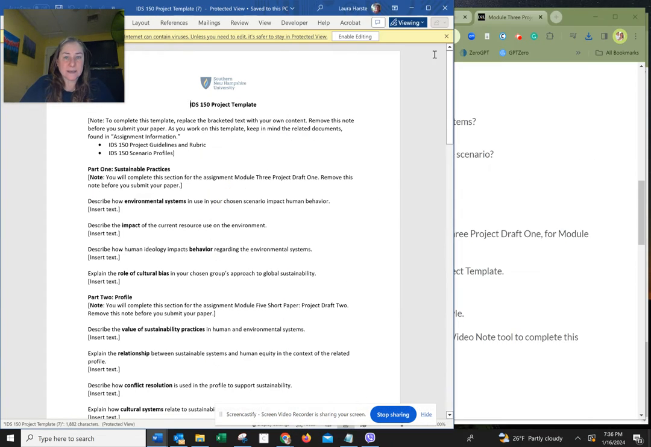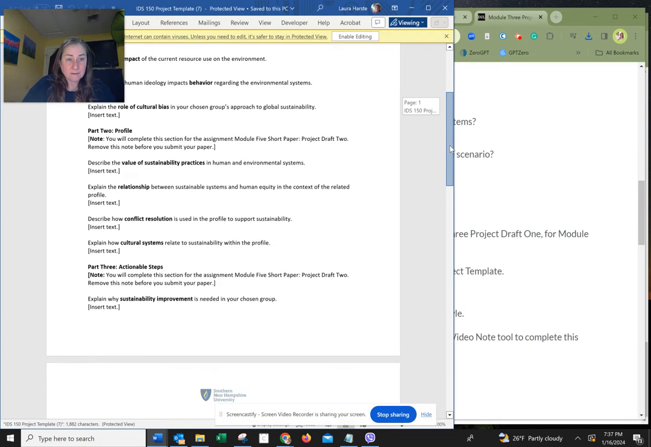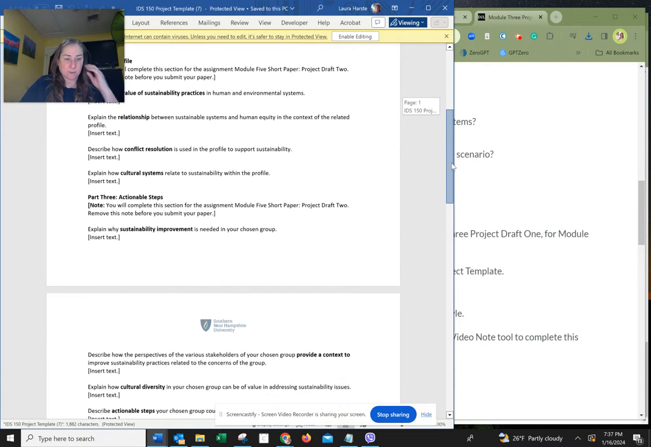And so what we see is this is your project template. Part 1 right here is those questions I just asked you to answer. So you'll have to describe these: how environmental systems, the impact, behavior, and role of cultural biases. Look at those words in bold. Part 2, profile, and part 3, the profile and your actionable steps, that's going to be your rough draft part 2. Together, all 3 of these are going to be your entire project.